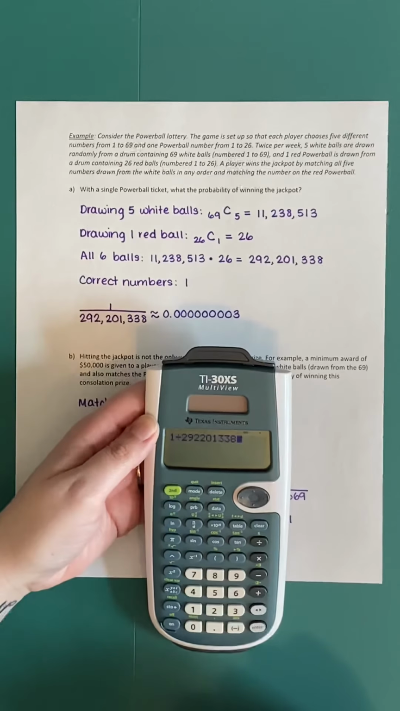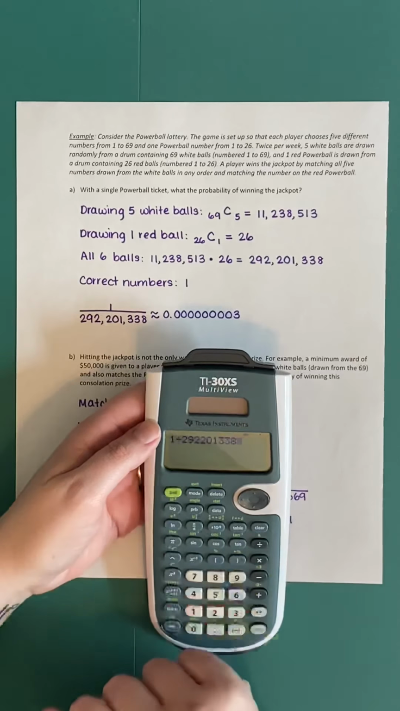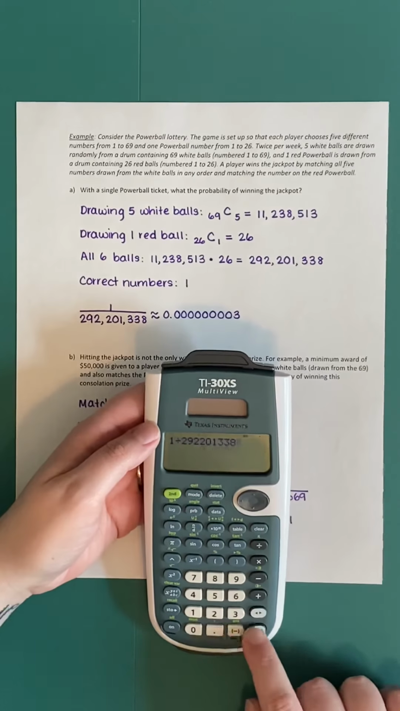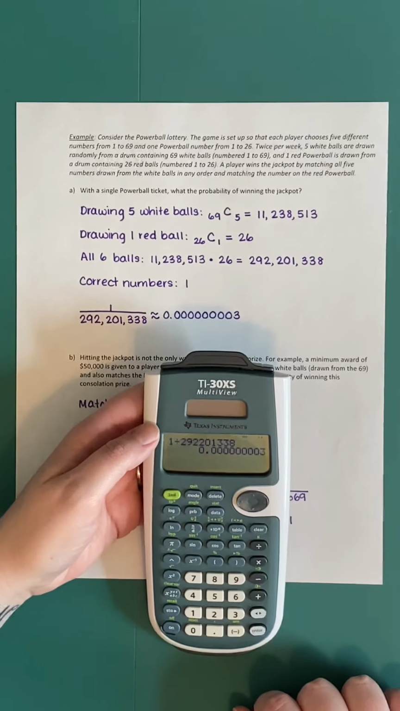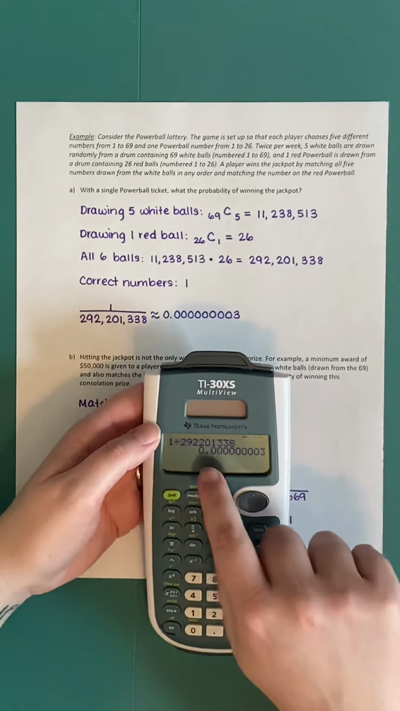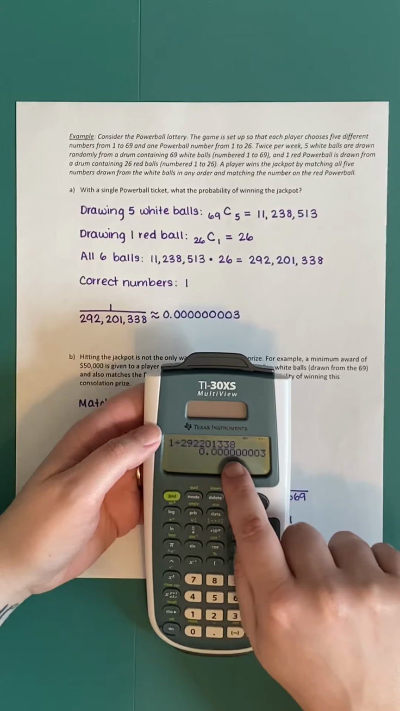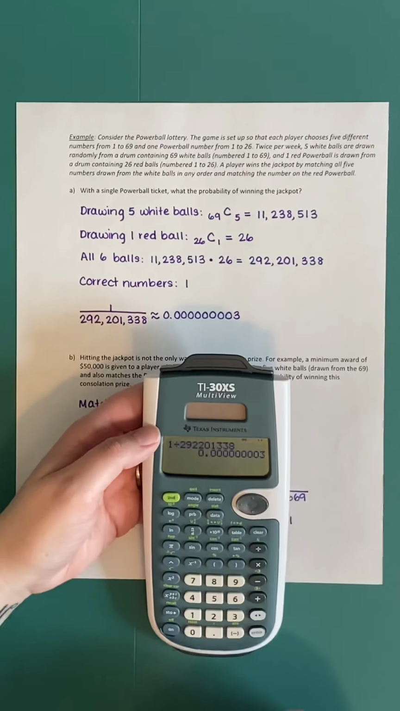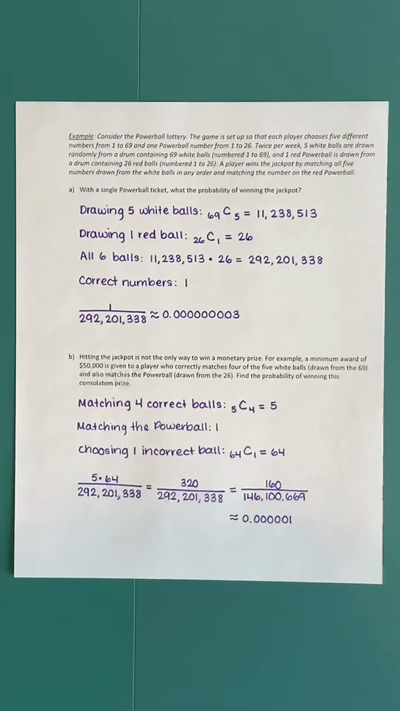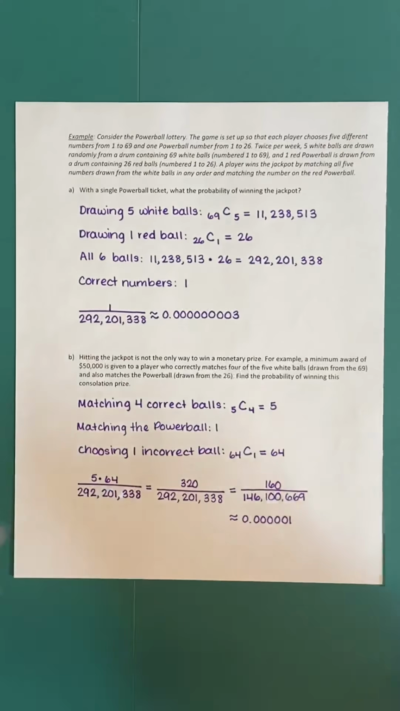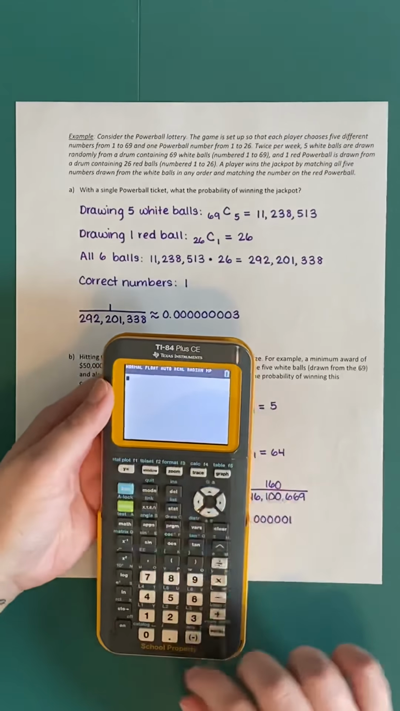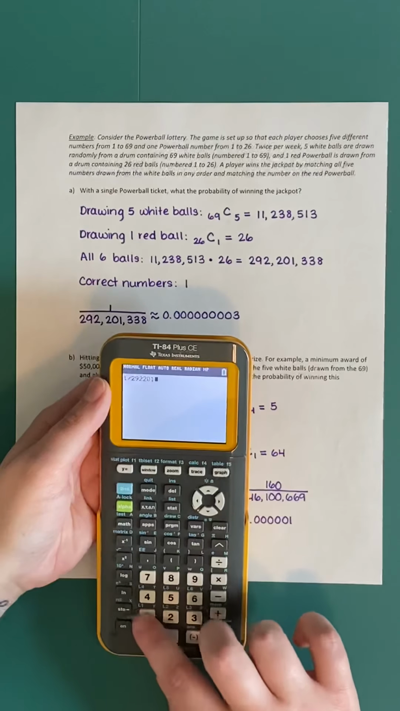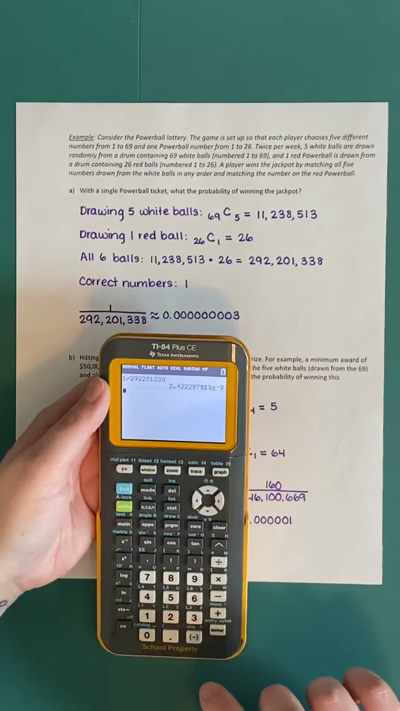292,201,338. Particularly when you're typing big numbers like this, double check that you actually typed what you intended to type. It's very easy to mistype a digit. But there we go. Notice how big that is. Count the zeros. So 1, 2, 3, 4, 5, 6, 7, 8 zeros in front of that 3. Now I want to see if we're going to end up with scientific notation. So let me do this on the graphing calculator as well. 1 divided by 292,201,338. There we go. Good.